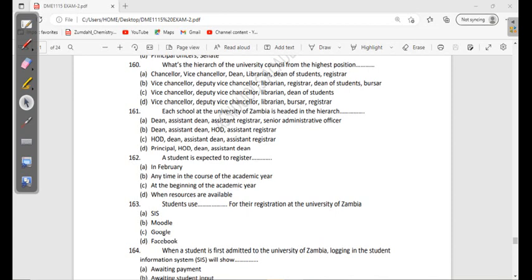So at the University of Zambia, the hierarchy starts with the Vice Chancellor, followed by the Deputy Vice Chancellor, and then you've got the Librarian, the Registrar, Dean of Students, and then Bursar.